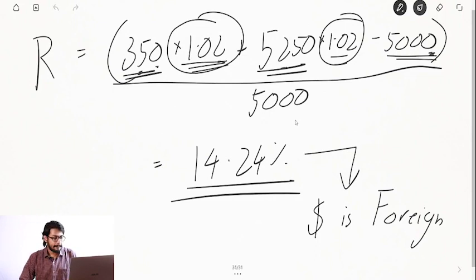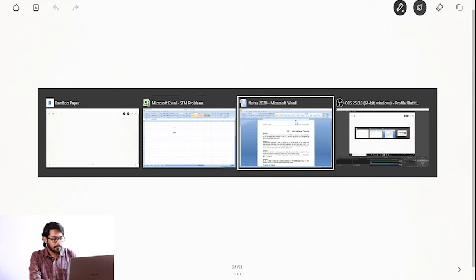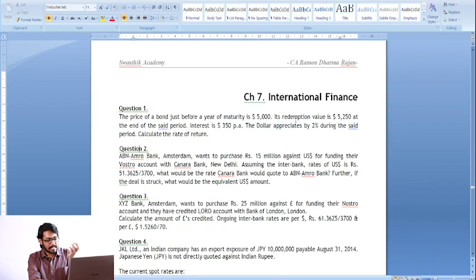Question number 2. Let's look at question number 2. Okay, so we have a few basic questions like this. Let's quickly run through it. ABN AMRO Bank, Amsterdam. Where is Amsterdam? Amsterdam is the capital of Holland or Netherlands. Okay, I think before World War II, Holland and Netherlands were two separate countries. Now they are the same country. If I've got my history right, that's the history.